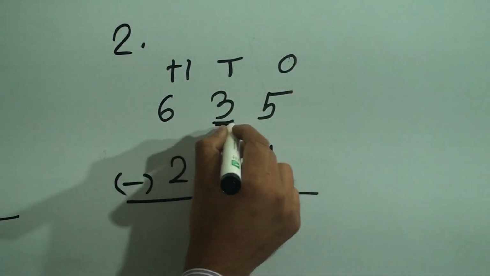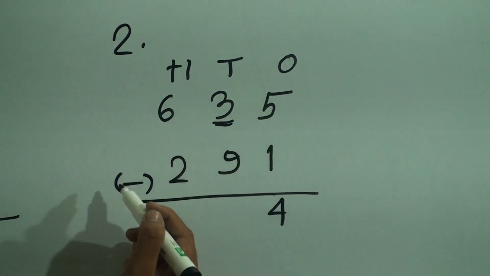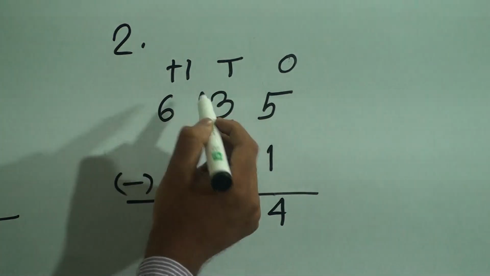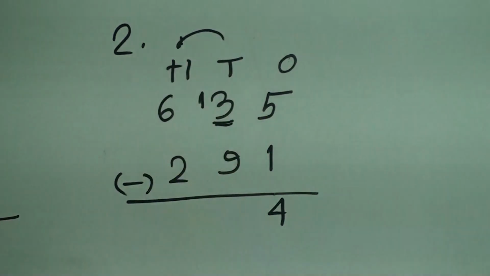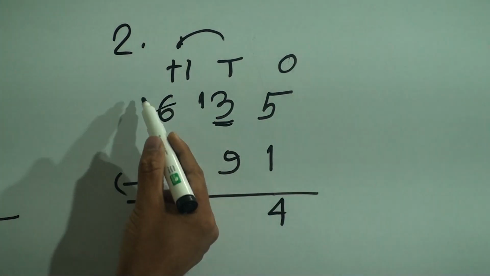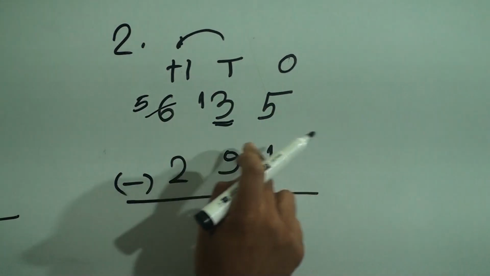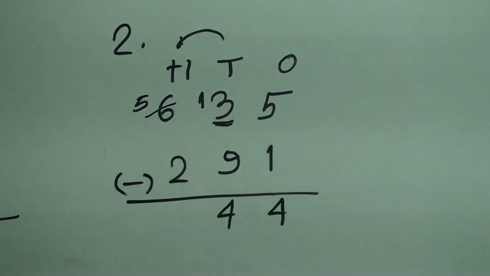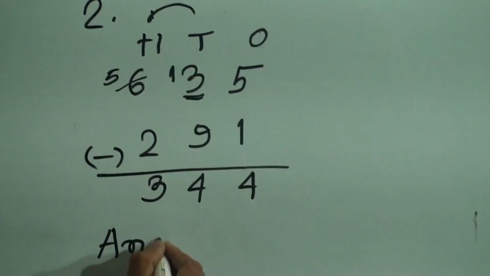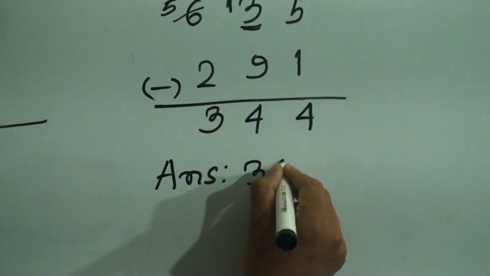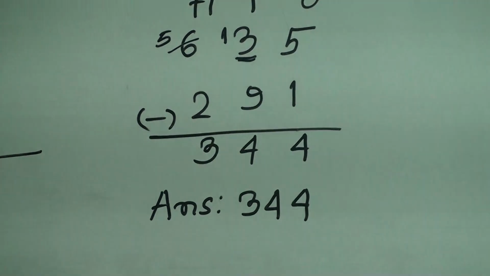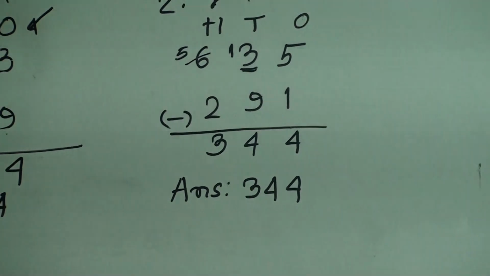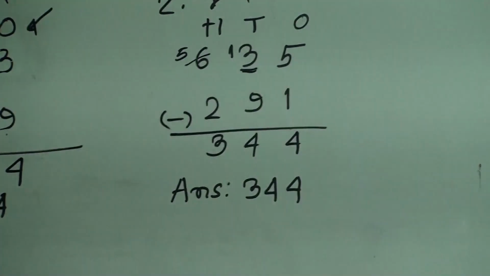9 from 3. Here 3 is smaller than 9. So again you have to borrow 1 from the next column, that means the hundreds column. So 6 will be 5. Now 9 from 13. 9 from 13 it will be 4. And 2 from 5 it will be 3. So the answer will be 344. My dear students, hope you understood this one. Now let's go to the next question.